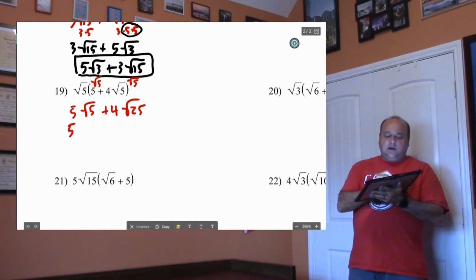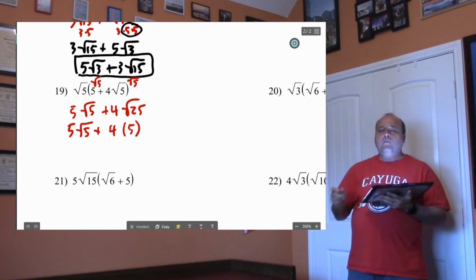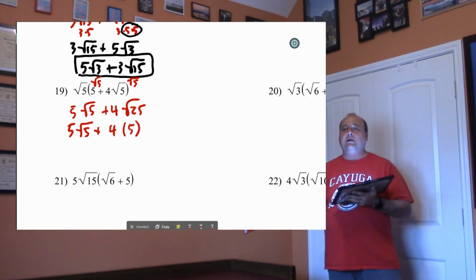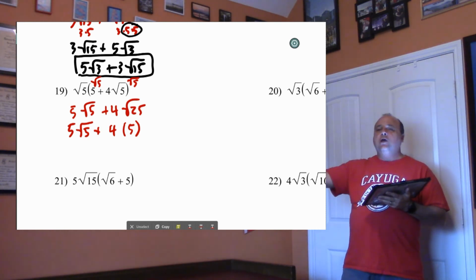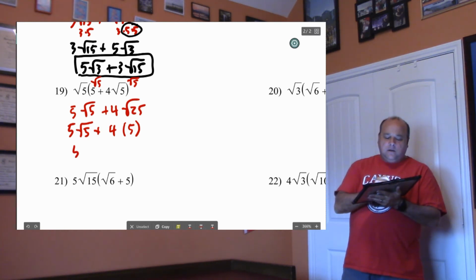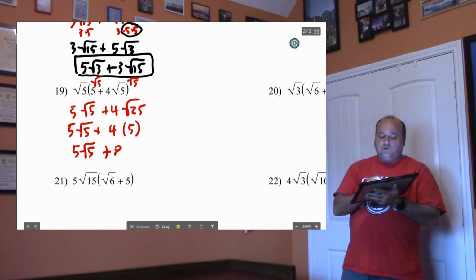So this is going to turn into 5 square root of 5 plus 4 times 5, right? The square root of 25 is just 5. So 4 times 5 is 20, and it's just like letters and numbers. You put the constant at the end. So my final answer is going to be 5 square root of 5 plus 20.